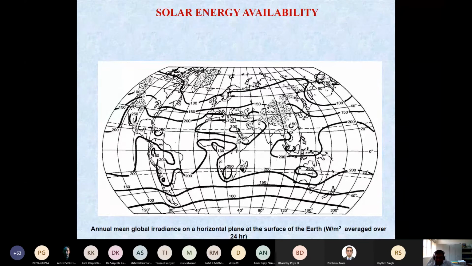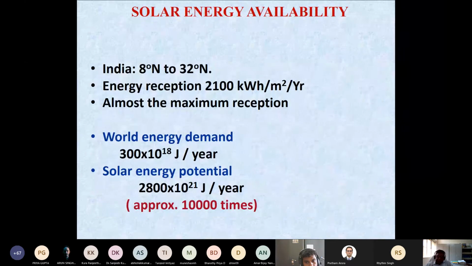That's between 200 and 250 watt per meter square if you take the average solar radiation over 24 hours. So here we can say that this country would represent about 250. That means we are lucky enough, we have a lot of potential of solar energy. You also know that the sun has a lot of energy, more than 10,000 times more than what we need in the world.